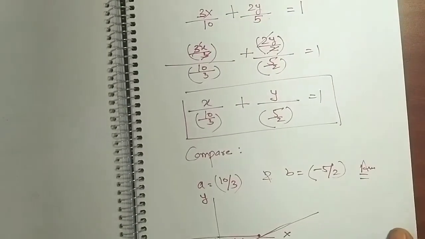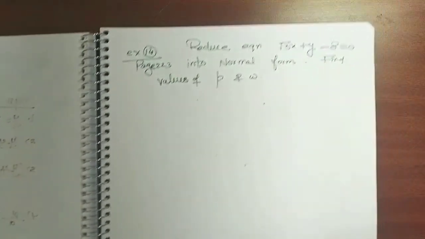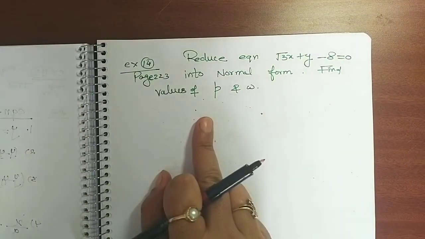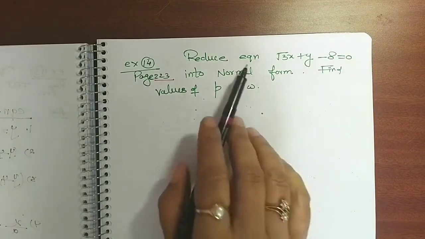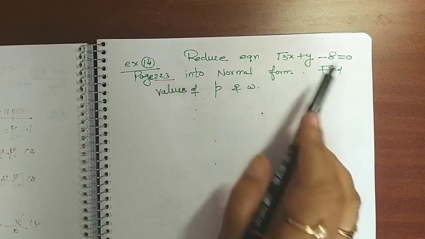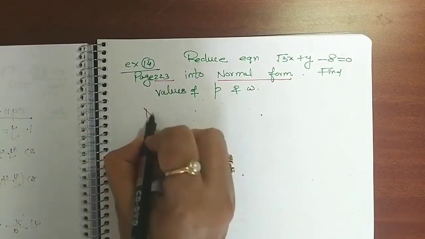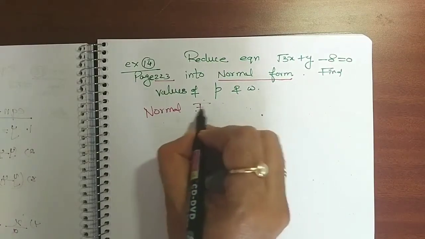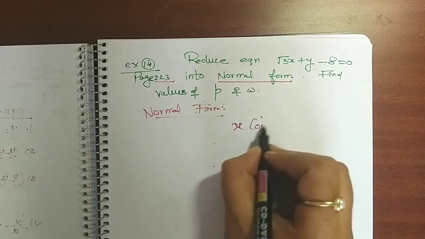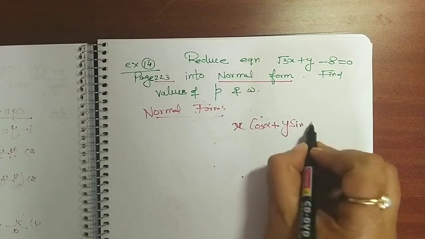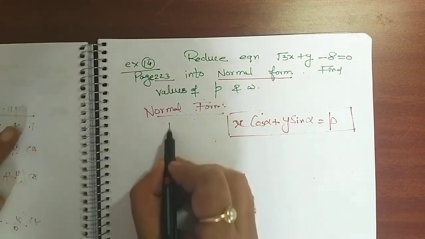Okay, so now we will see question number 14 from NCERT. You will find this on page number 223. Here your equation is given and they're asking to convert it into normal form. So what is normal form, guys? First let me tell you. The normal form says x cos alpha plus y sin alpha is equal to p. Okay, so what does it mean?